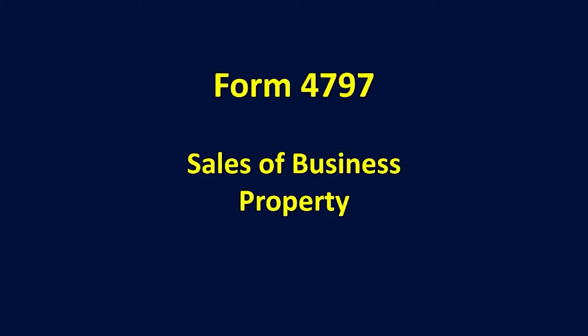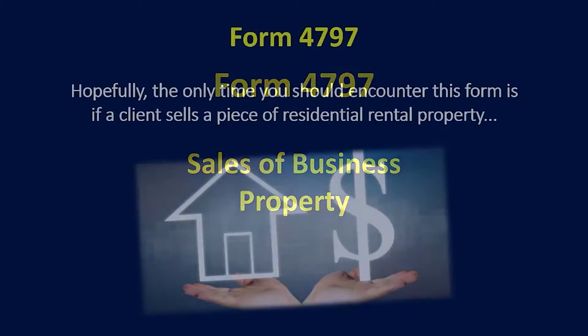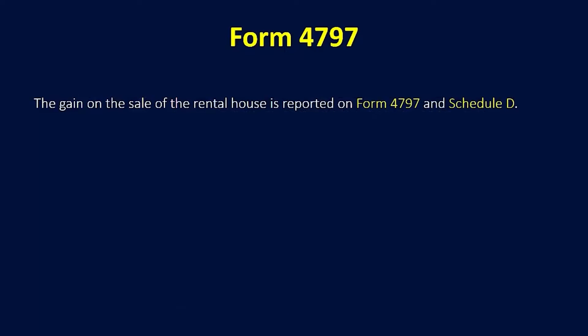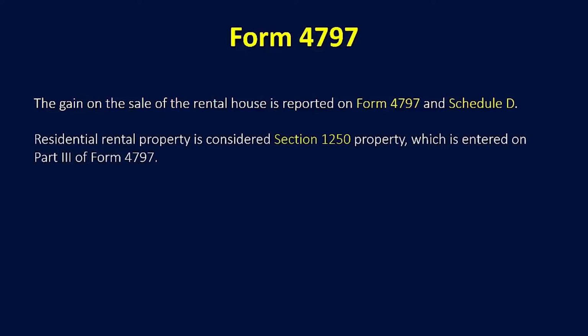We'll begin by talking about Form 4797, Sales of Business Property. Now, hopefully, the only time in your tax preparation career or office that you should encounter this form is if a client sells a piece of residential rental property. The gain on the sale of the rental house is reported on Form 4797, which flows to Schedule D. Residential rental property is considered Section 1250 property, which is entered on Part 3 of Form 4797.